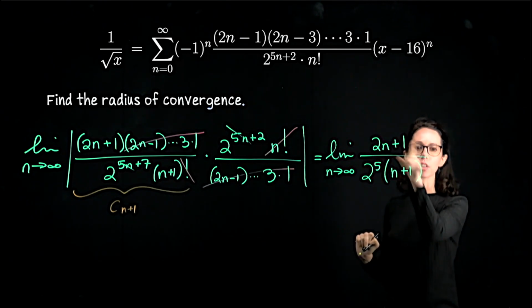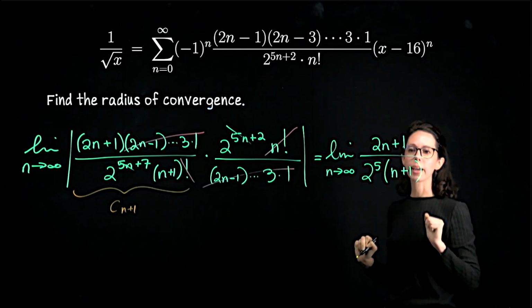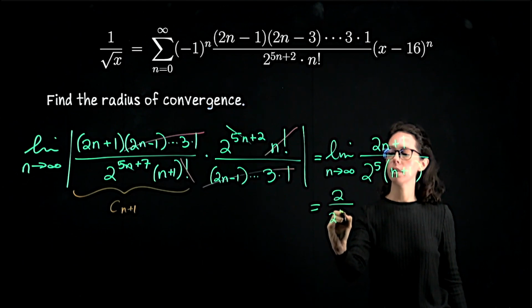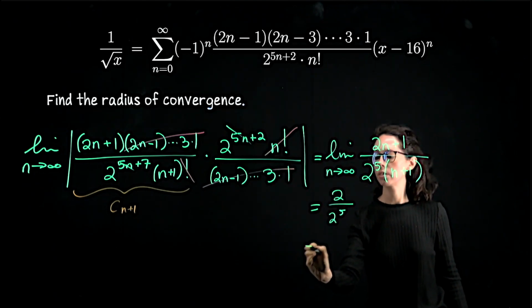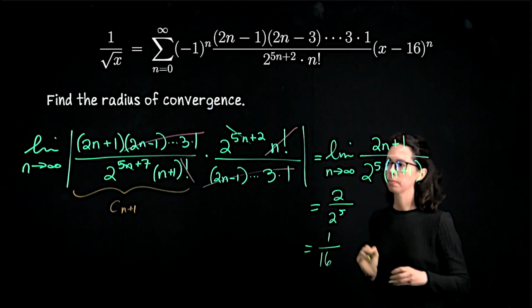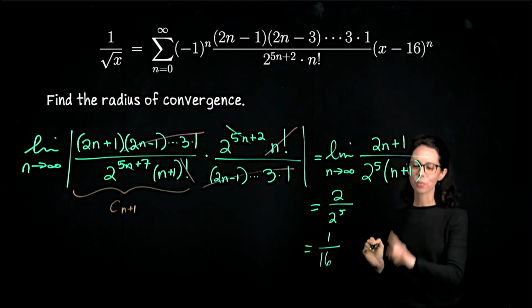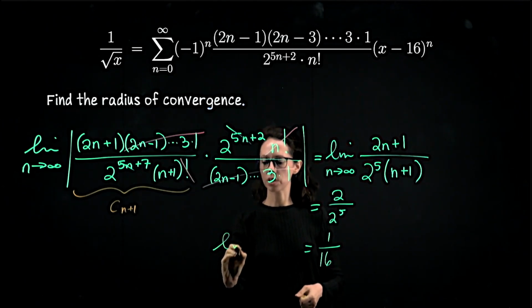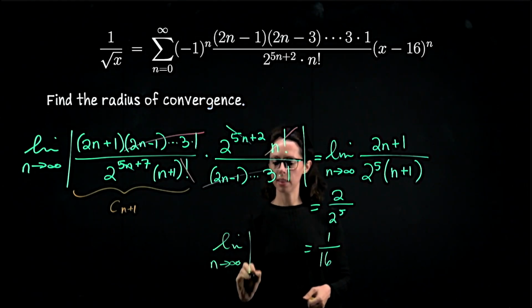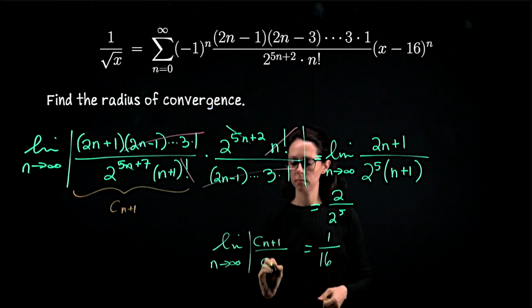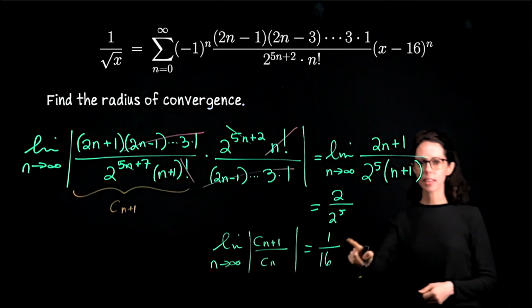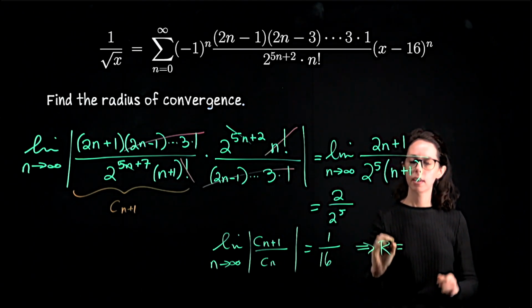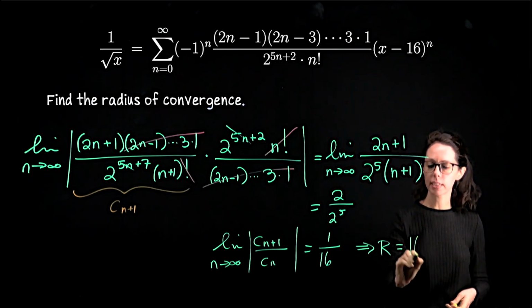This is a rational expression with n, same highest power, so we look at the ratio of coefficients. That's going to be 2 over 2 to the 5th, which is 1 over 2 to the 4th, so this is 1 over 16. Careful, that's not the radius of convergence. That's the limit as n goes to infinity of the coefficient ratio. So that's this limit. Since this limit exists, it equals 1 over 16, that tells us the radius is 1 divided by that number, so it's 16.